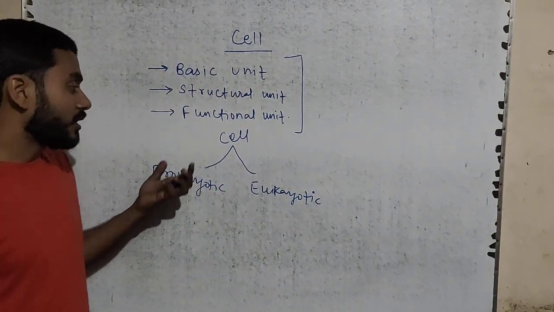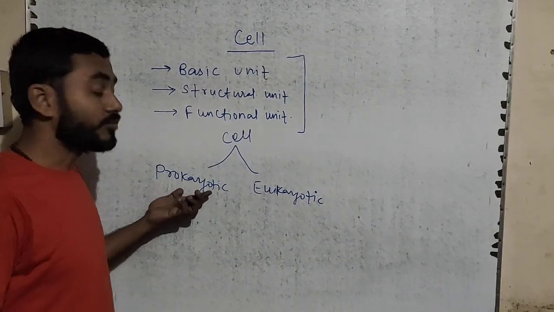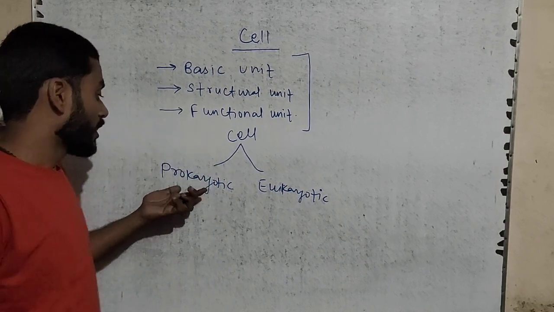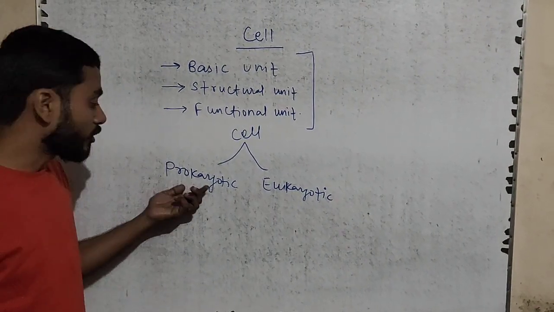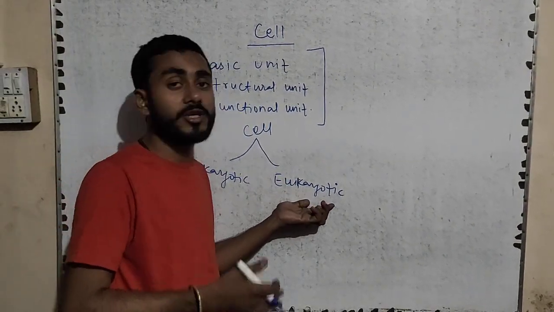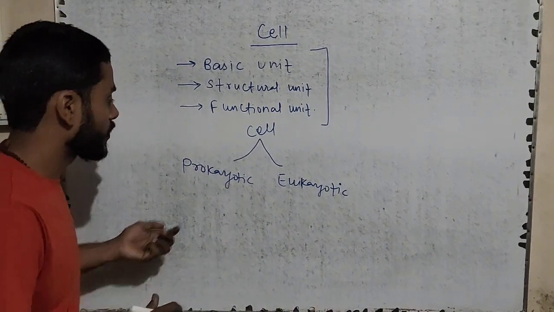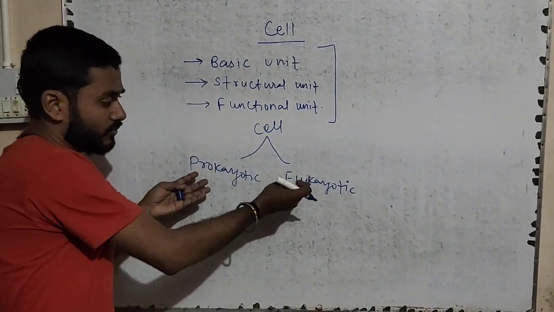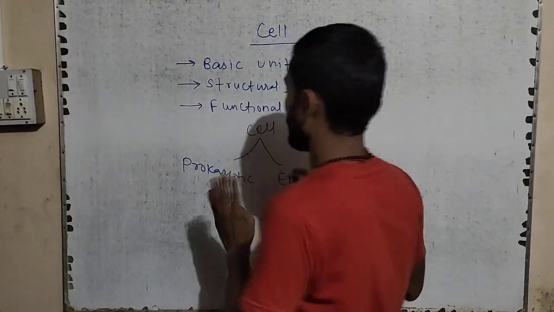We have divided all living organisms on the basis of the type of cell present in their body. If the type of cell is the prokaryotic cell, we call it a prokaryotic organism. If the type of cell is eukaryotic, we call it a eukaryotic organism. We will learn about the different types of cells, prokaryotic and eukaryotic, one by one. Firstly, we start with prokaryotic cells.